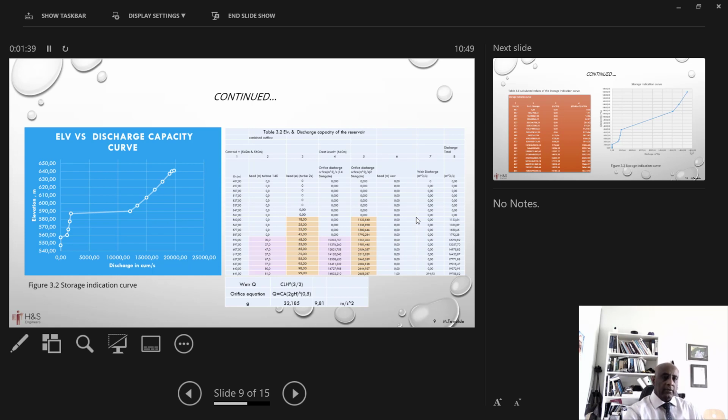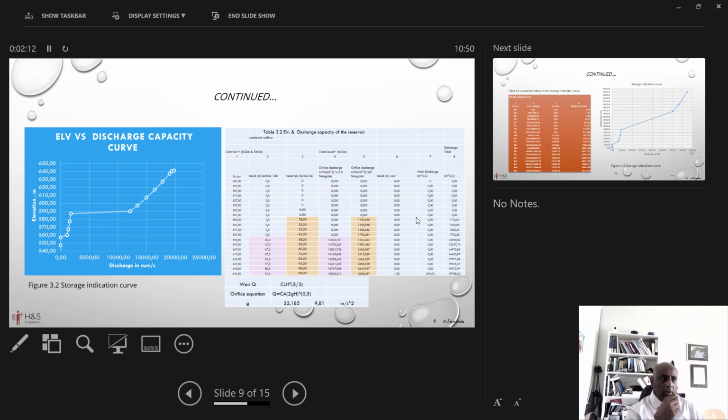operating the two turbines as well. So there is a limit, a minimum operating level. For the other 14 turbines, the minimum operating level is 590 meter pool level required to commence the other 14 turbines, or 14 electric generating machines, you know.